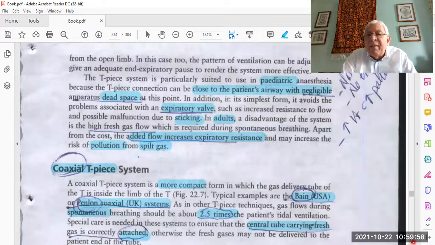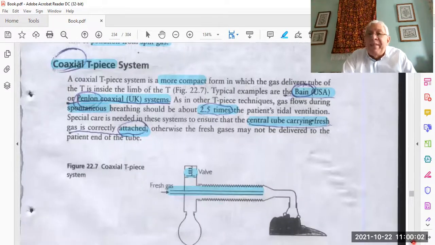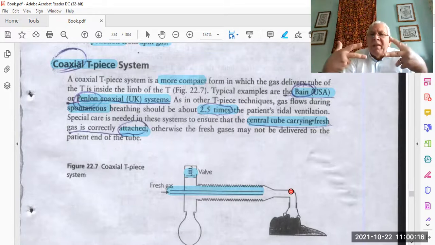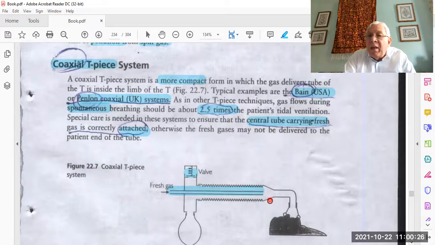The third system we are going to be discussing is the coaxial T system. We had the open system, and then the non-rebreathing system, and now we have the coaxial. We had the T piece, now we have a coaxial. Coaxial means that the two tubes are inside each other. As we can see from the figure, we have the inspiratory limb in one line and the expiratory limb going through the expiratory valve on the other line. These two are attached to each other, so they are called coaxial. In the United States, this system is called the Bain system, and in England, it's called Penlon.